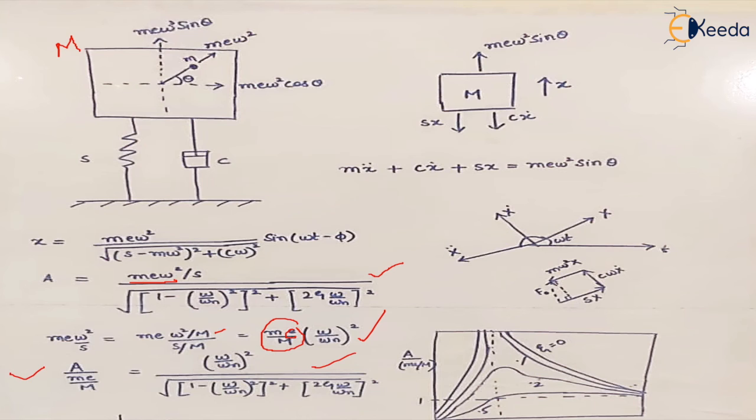So this equation provides what? The steady state amplitude, and this amplitude is what? It is a function of the damping factor, which is zeta, and the frequency ratio, which is omega upon omega n. Now if we plot a graph between this factor, which is X upon m e upon m, and on the x-axis we have omega upon omega n, which is the frequency ratio.